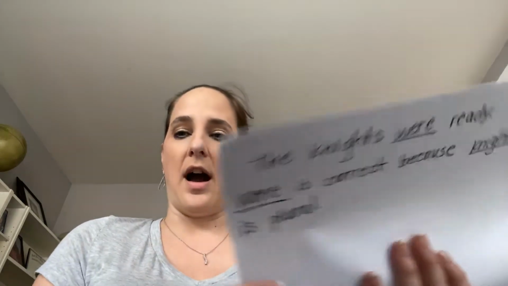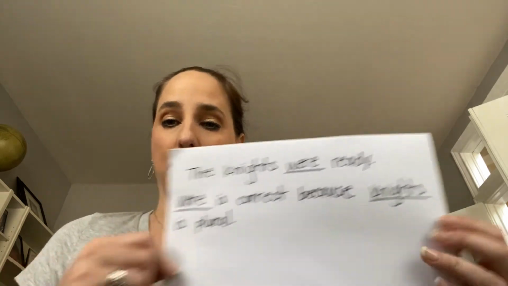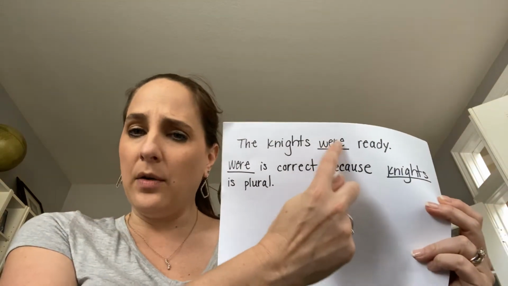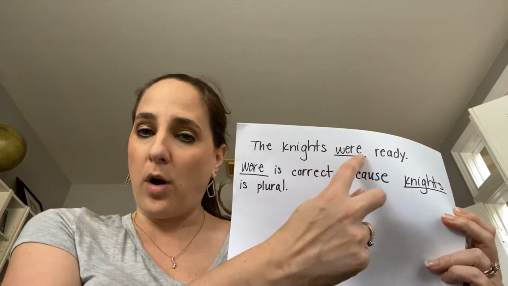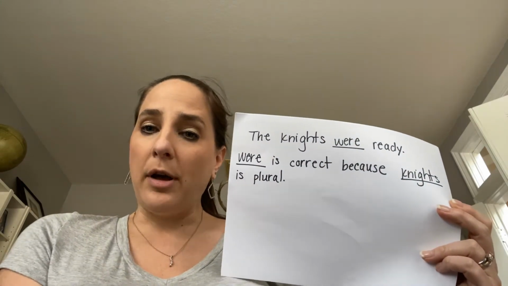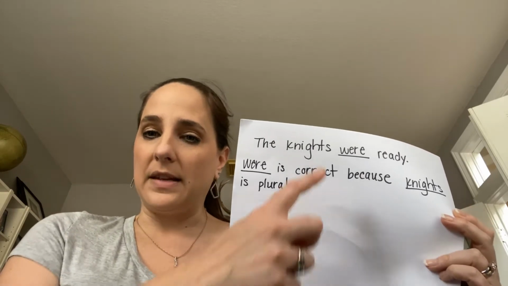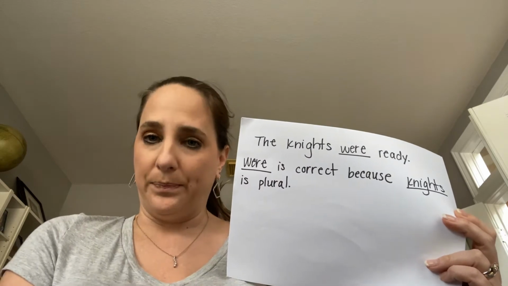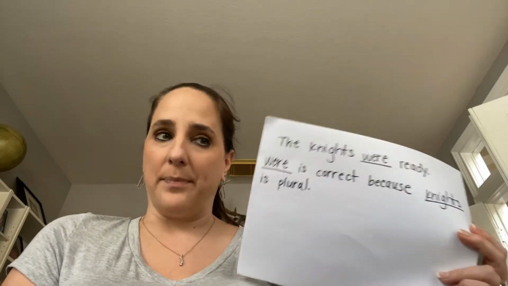Okay, so the form of the verb be should agree with the subject of the sentence. So for example, if I give you this sentence right here, the knights were ready. See how the knights is our subject, okay? And were is the verb, the correct usage of the verb be, because knights is plural. Okay, so this is the correct way to use the verb be.